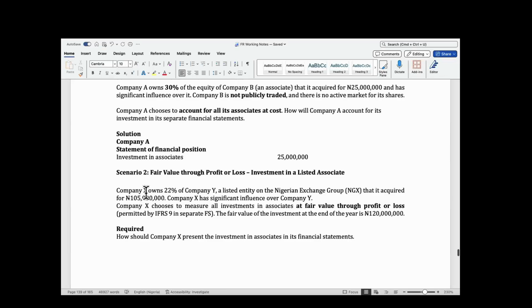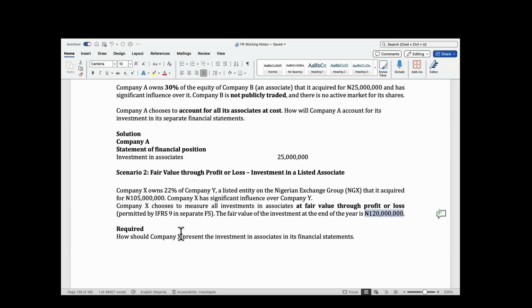Scenario 2 says company X owns 22% of company Y, a listed entity on the Nigerian Exchange Group, that it acquired for 105 million. Company X has significant influence over company Y. Company X chooses to measure its investment in associate at fair value through profit or loss, as permitted under IFRS 9. The fair value of the investment at the end of the year is 120. How should company X present the investment in associate?